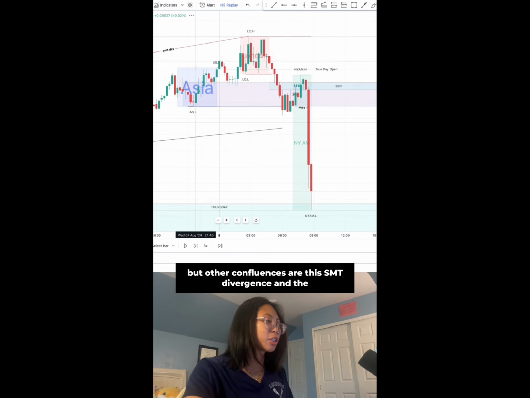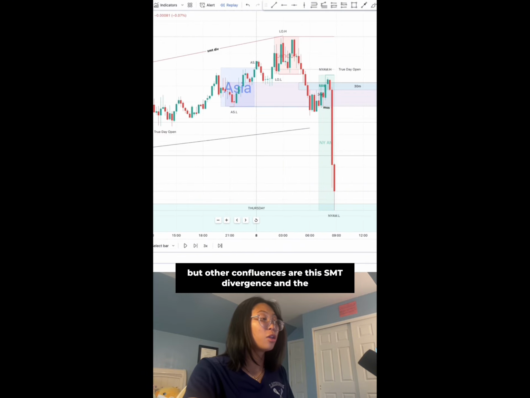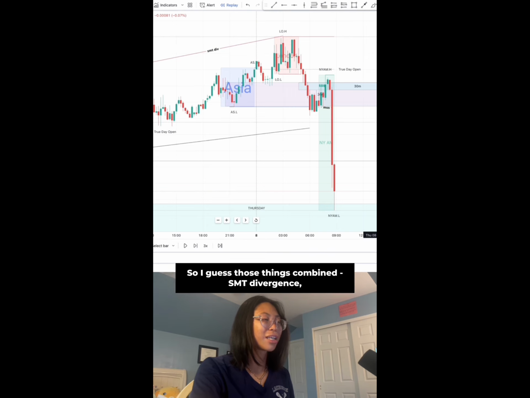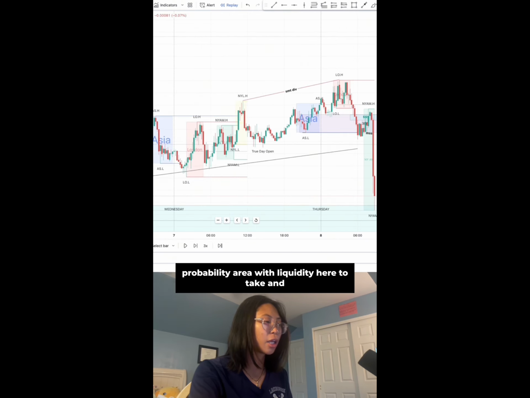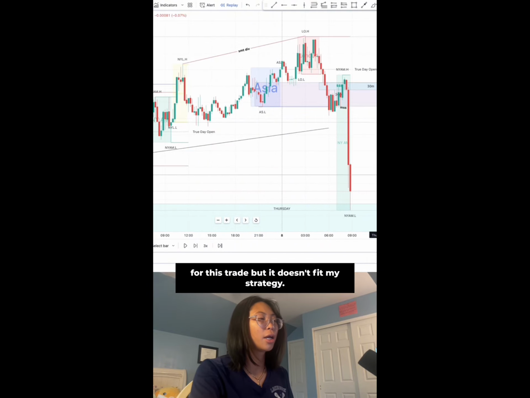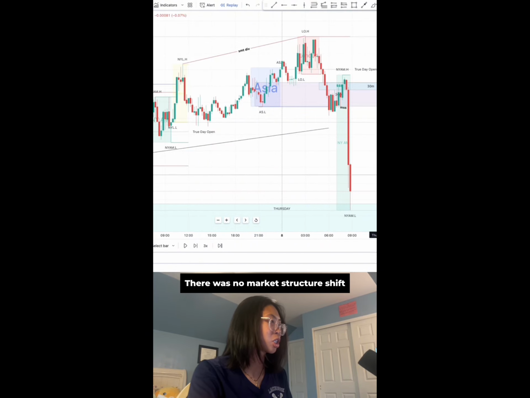But other confluences: this SMT divergence and the news. The forecast for the news was bearish for the euro dollar. So I guess those things combined, SMT divergence, bearish forecast for the news, and marking out this high probability area with liquidity here to take and this higher time frame fair value gap could have been confluences for this trade, but it doesn't fit my strategy. There was no market structure shift, so I didn't take it.